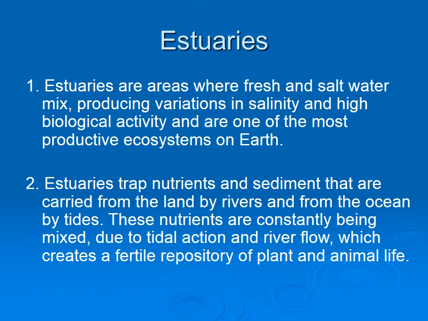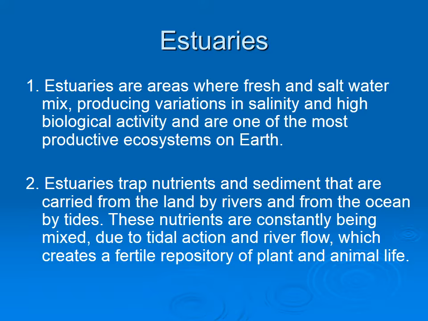So estuaries, again, are areas where you have fresh water mixing with salt water, so where rivers dump out into the ocean. And what happens when you have this is you have different variations in salinity. So it's not the same saltiness as the rest of the ocean. You have very high biological activity. There's lots of different life forms in estuaries, and these are one of the most productive ecosystems on Earth because of this very specific mix of salt and fresh water. So many different things thrive in that environment.